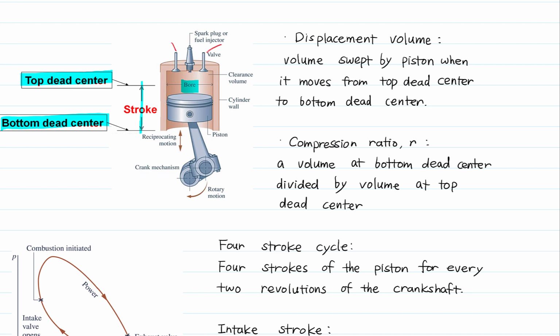The compression ratio, R, is defined as the volume at BDC divided by the volume at TDC. So it is the ratio of maximum to minimum volumes. Or it can be expressed as the sum of clearance volume and displacement volume divided by clearance volume. So the compression ratio is greater than 1.